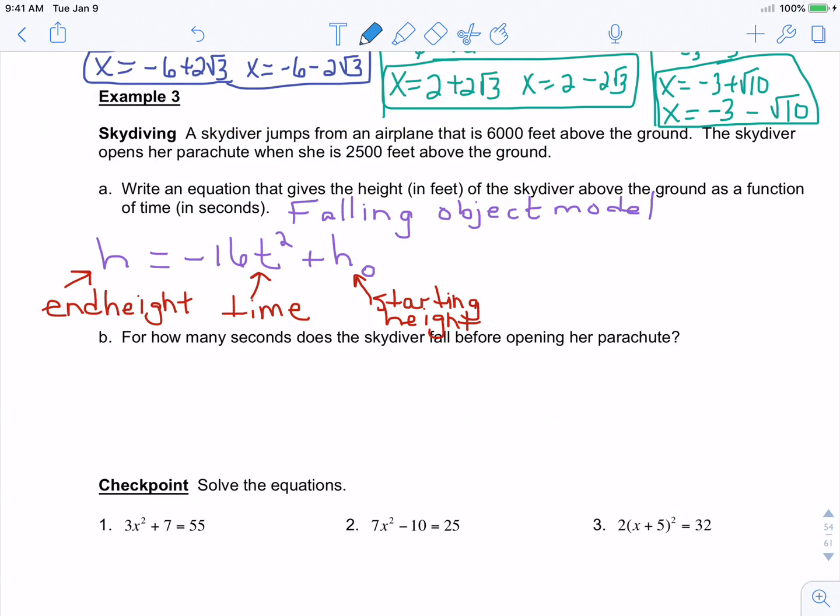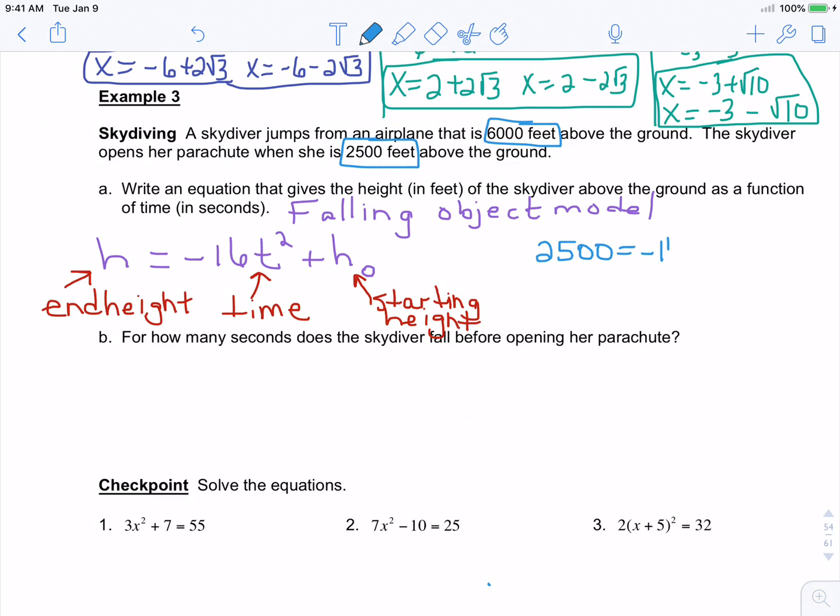So the end height, if we go back and read the problem a second time, a skydiver jumps from an airplane that is 6,000 feet above the ground. So that's where they're starting the jump. The skydiver opens her parachute when she is 2,500 feet above the ground. So she's falling to 2,500 feet and then she opens her parachute. The question says, write an equation that gives the height of the skydiver above the ground. So her end height is when she opens her parachute, and that's 2,500. So that goes in for h.